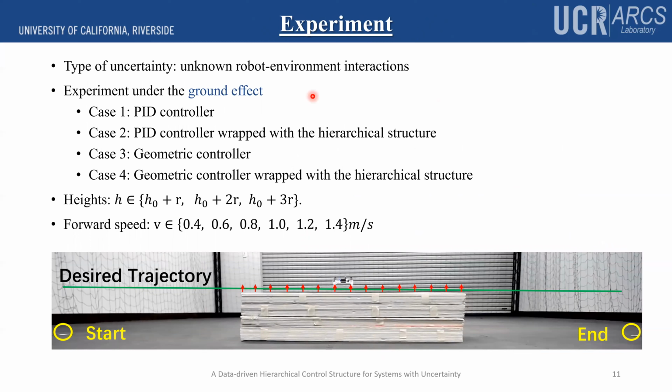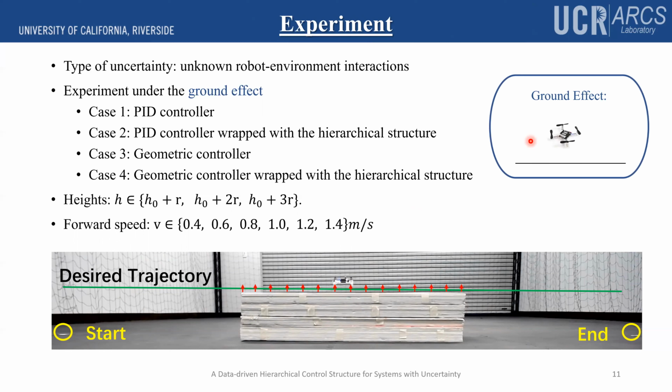We also do the evaluation experimentally with a Crazyflie robot. Here, the uncertainty is designed as unknown robot-environment interactions. This micro aerial robot is required to follow a straight line for 2.4 meters, and an obstacle is placed in the middle of the trajectory to generate the ground effect. The ground effect is a kind of uncertainty generated by the environment.